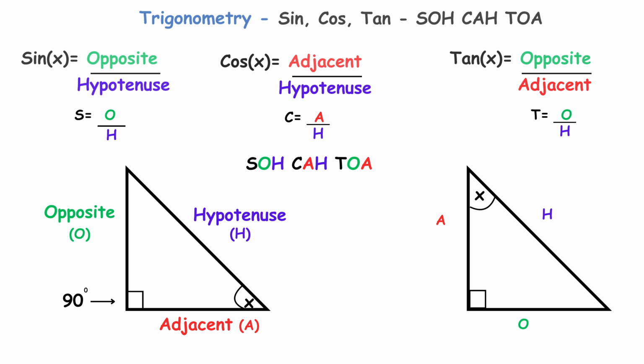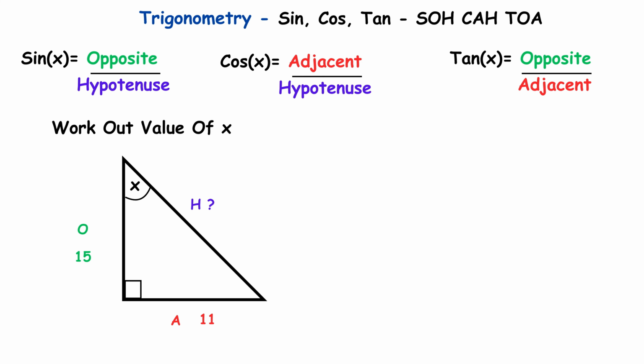To see how these equations work in practice, though, let's have a look at this question where we've got to work out the value of the unknown angle x. Now, whenever you get a question like this, the first thing that you want to do is label all of the sides. So this one is the hypotenuse because it's the longest side and opposite the right angle. The bottom one is the adjacent because it's next to our angle that we're trying to find, and this one is the opposite because it's opposite our angle x.